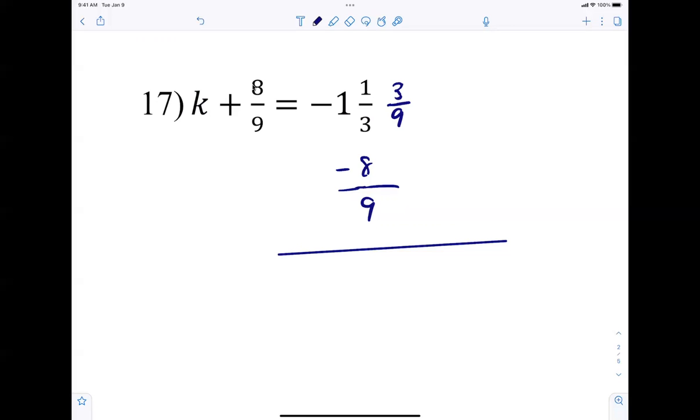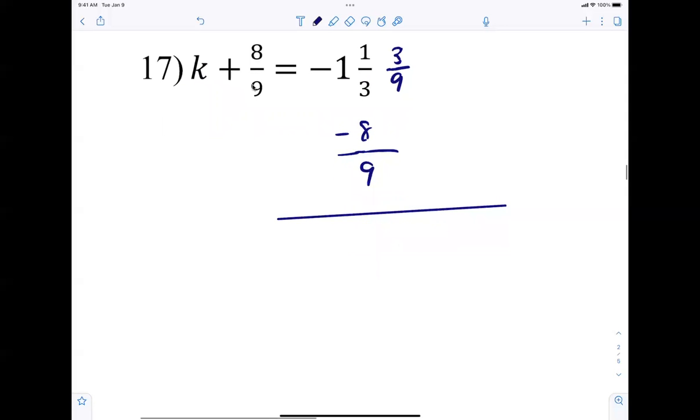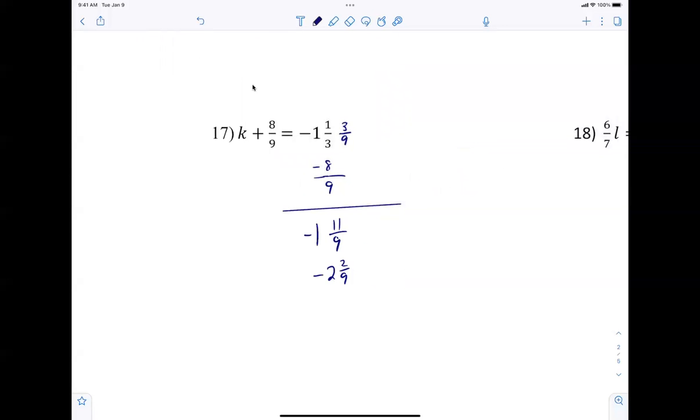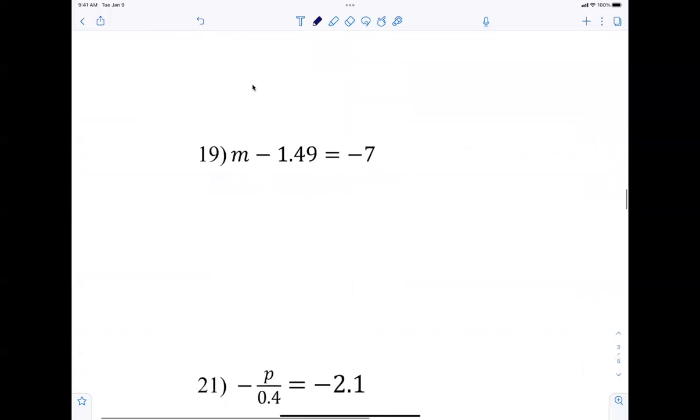Am I adding or subtracting, Oliver? Adding. 8 plus 3 is what? So it's 11/9. Right? And don't forget the -1. So the final answer is what? Negative 1 11/9, or negative 2 2/9. That was easy. Shouldn't have taken that much time.